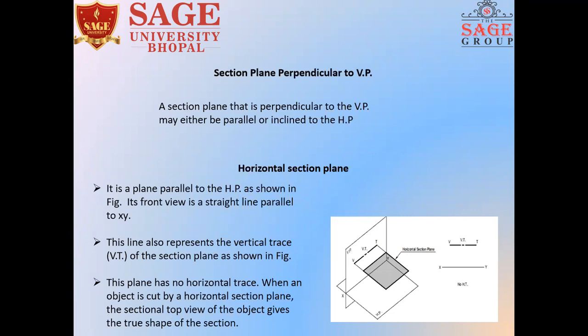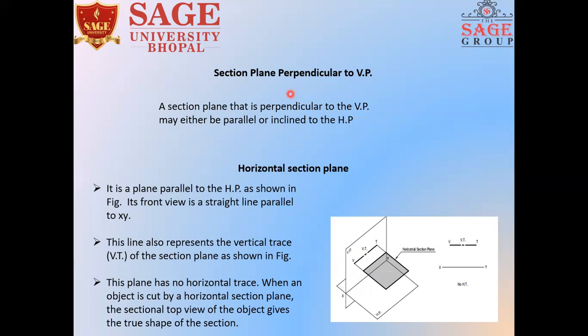The first method I use is section plane perpendicular to VP. The simple meaning is that this is the position when our cutter is perpendicular to VP. So it means it is either parallel or inclined to the HP. We will focus only on the horizontal section plane. Another way to say this is, our section plane is parallel to HP.